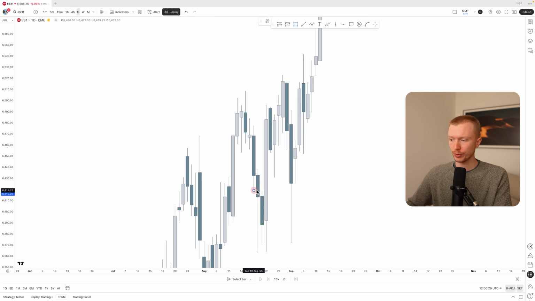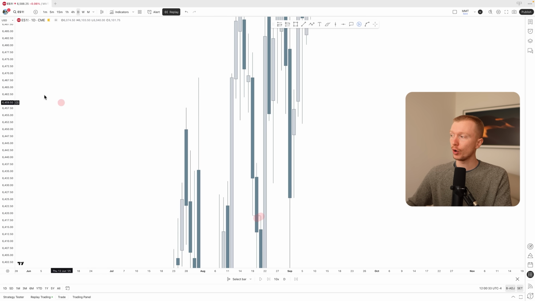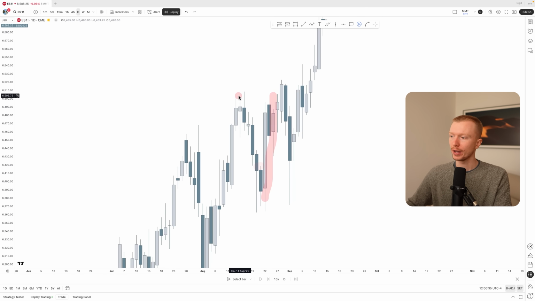Or for example, a good example of the daily time frame is right here. We have a tiny fair value gap right there that we overtake. And again, reason to buy again towards the all-time high. I would advise to start studying this.